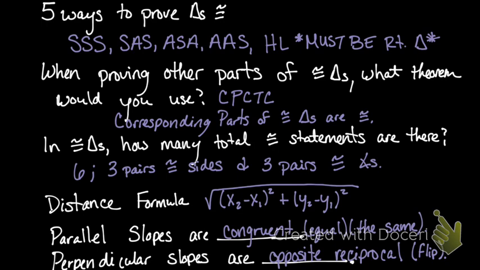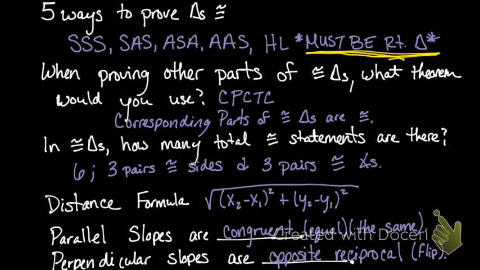Alright, so the 5 ways to prove triangles are congruent are side, side, side; angle, side, angle; side, angle, angle; angle, angle, side; and hypotenuse leg. Now remember, with hypotenuse leg, we have to have a right triangle. There are no other cases. Okay, now when proving other parts of congruent triangles, we use CPCTC. So again, that was corresponding parts of congruent triangles are congruent.